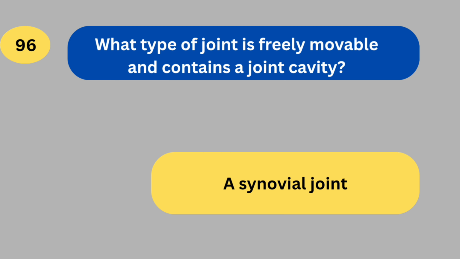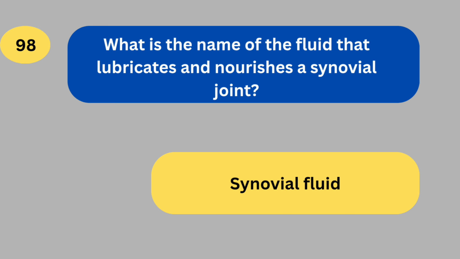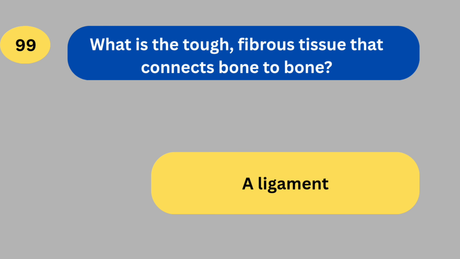What type of joint is freely movable and contains a joint cavity? Answer: a synovial joint. Next question. What is the fluid-filled space within a synovial joint called? Answer: the joint cavity. Next question. What is the name of the fluid that lubricates and nourishes a synovial joint? Answer: synovial fluid. Next question.